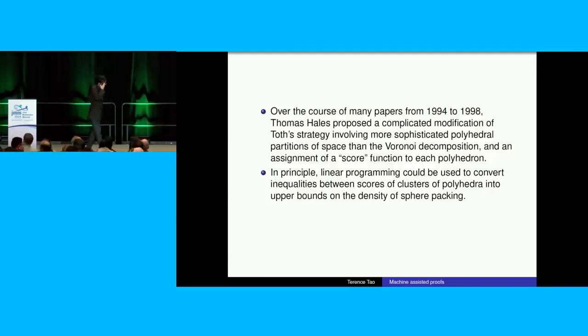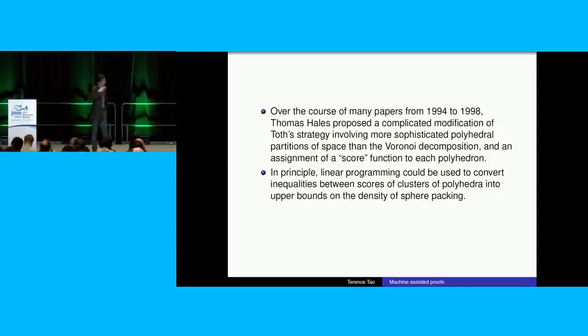But Thomas Hales, and then later with a collaborator, was able to adapt this approach to make it work in a series of papers from 94 to 98. But they had to modify the strategy quite a lot. Instead of using the Voronoi decomposition, a more complicated decomposition was used. And instead of using volume, they had to define a new score function attached to each polyhedron. But basically, the strategy was the same.